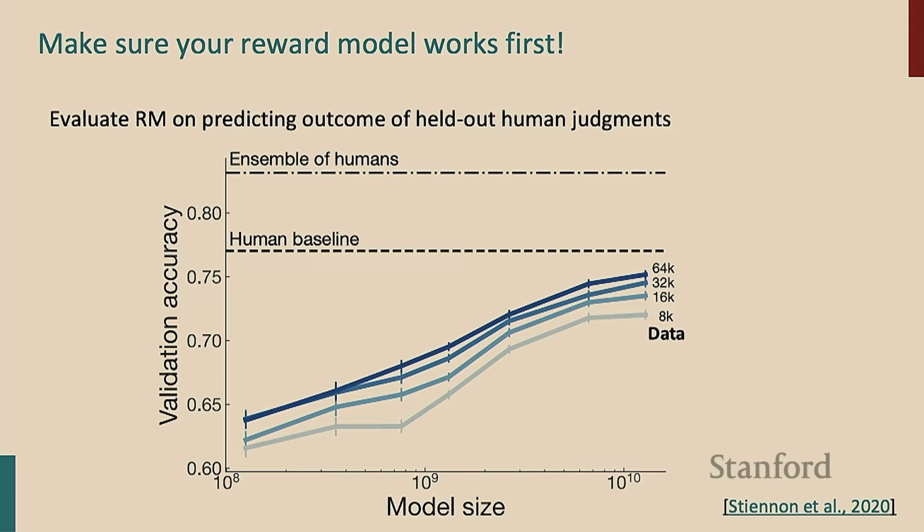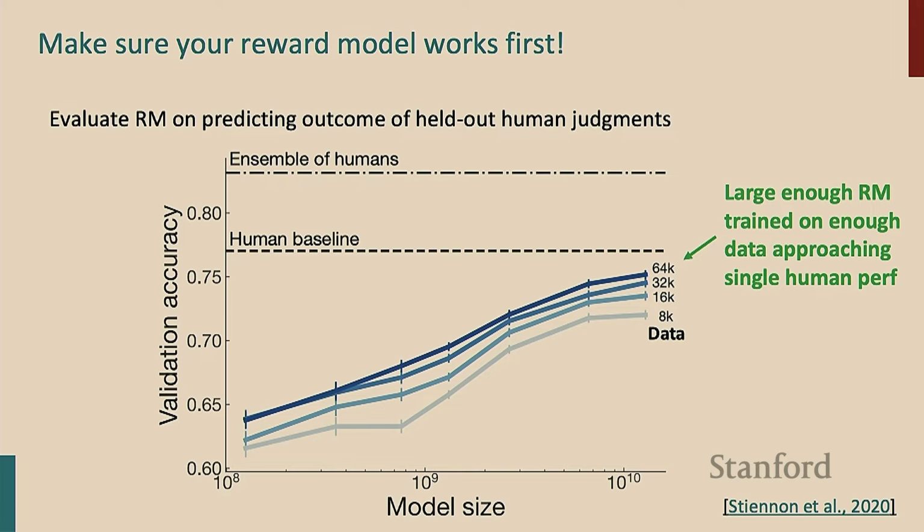And if you notice here, there's one dashed line, which is the human baseline, which is if you ask a human to predict the outcome, a human does not get 100% accuracy because humans disagree, right? And even an ensemble of, let's say, 5 humans also doesn't get 100% accuracy because humans have different preferences, right? But the key takeaway here is that for the largest possible model and for enough data, a reward model, at least on the validation set that they used, is approaching the performance of a single human. And that's a green light that maybe we can try this out and see what happens.